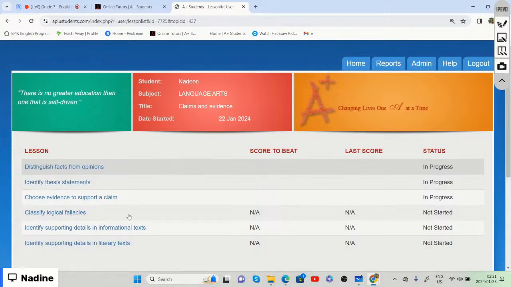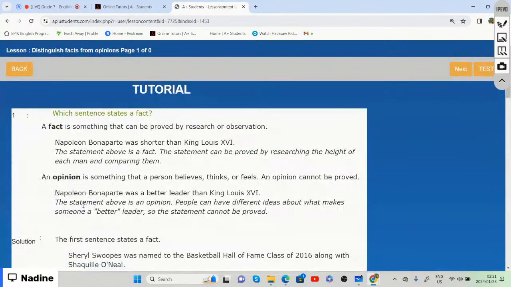And our chapter is claims and evidence. The first lesson that we're going into is to distinguish facts from opinions. A fact is something that can be proven by research or observation. And then there are opinions, which is something that a person believes, thinks, or feels. And remember, an opinion cannot be proven.